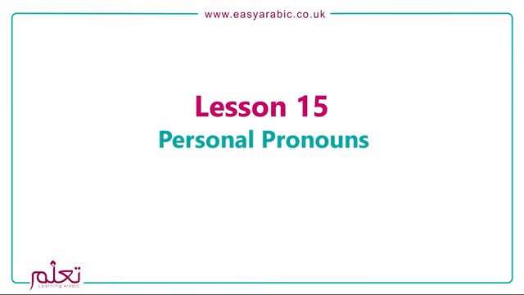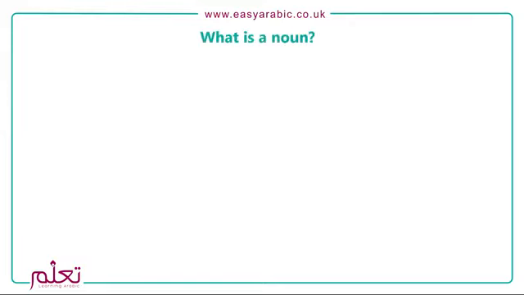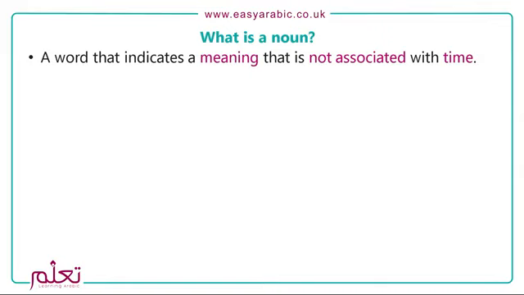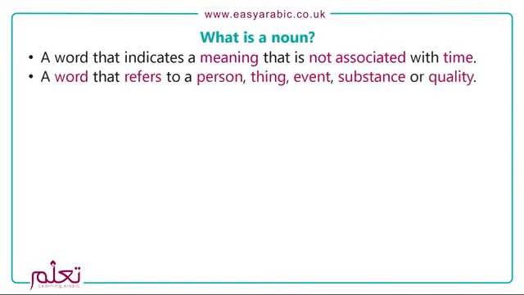So in the previous lessons we looked at singular, dual and plural nouns, and in this lesson we're going to continue on and look at personal pronouns. So what is a noun? Let's have a quick recap. It's a word, as we said, that indicates a meaning that's not associated with time. It's also a word that refers to a person, thing, event, substance or quality.